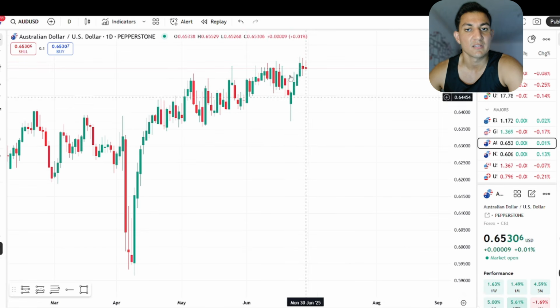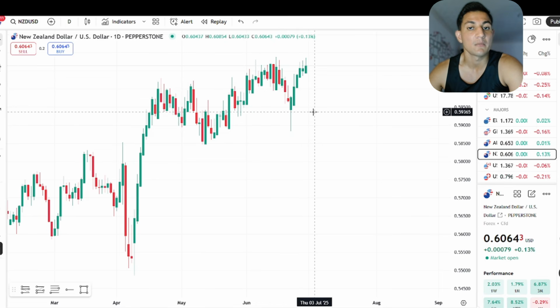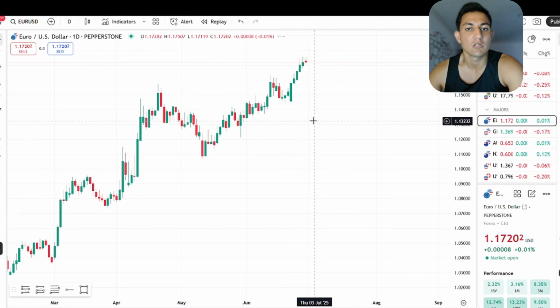And then AUD USD, the lack of it here, right? So this is our confirmation. This is a weak market. We want to look for shorts or avoid it altogether. And then this is our confirmation at GBP USD, and EUR USD is very strong.